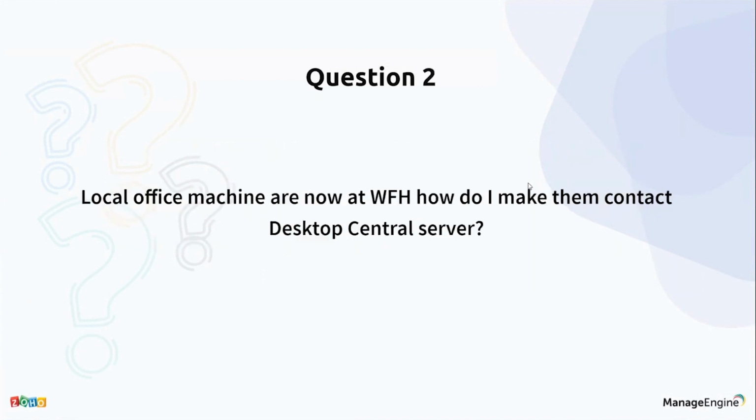Local machines are currently out of office, and how do I make the Desktop Central server contact them? As we discussed earlier, if a machine is not on VPN, we need a secure gateway server to establish the communication. And if the endpoints are connected via VPN, the agent will communicate with the Desktop Central server directly without any need of a secure gateway.